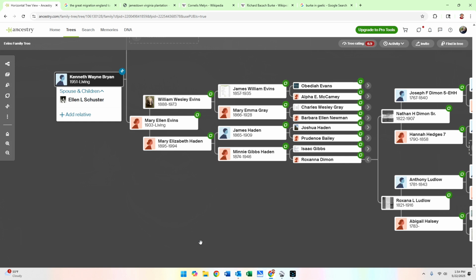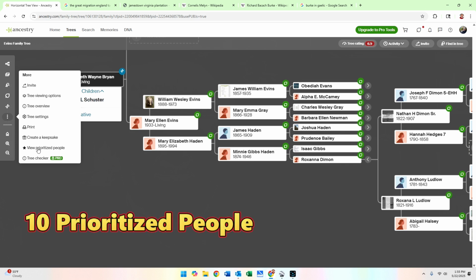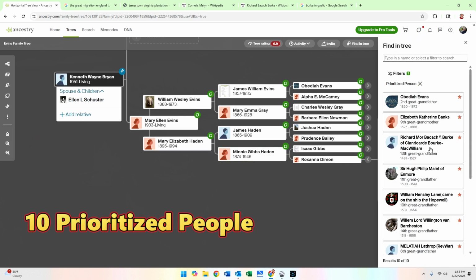Okay guys, so I have ancestry all up here, and before I start, what I need to show you are 2 things. First of all, you see these little dots over here? One of the things you can do in Ancestry is say, I have people that I want to make a priority. So what I've done within the Evins family tree is I have 10 people that I have prioritized. So if I click on this, it's going to show these 10 people.